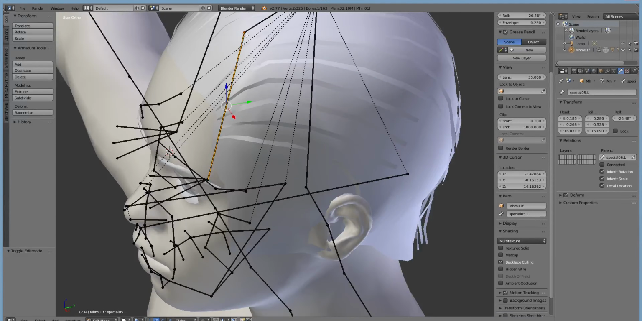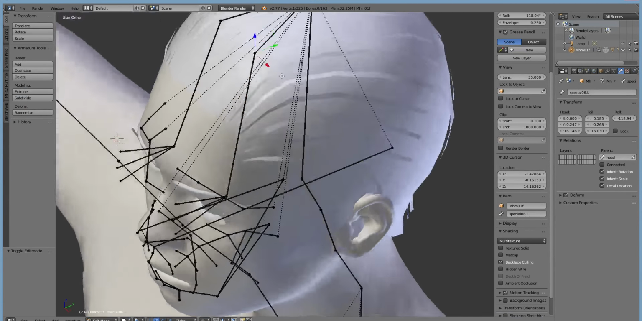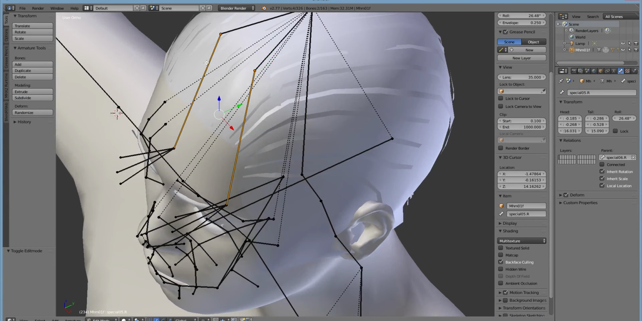So if we were to go into edit mode here and click over here, go to the bone. Oh, interesting. I don't know what all these mean. I'm not used to using Blender's bone system.